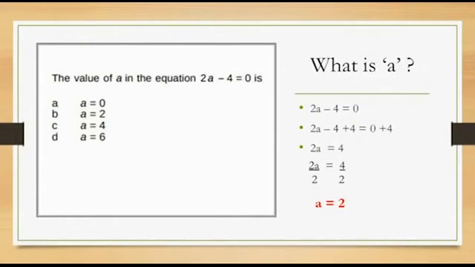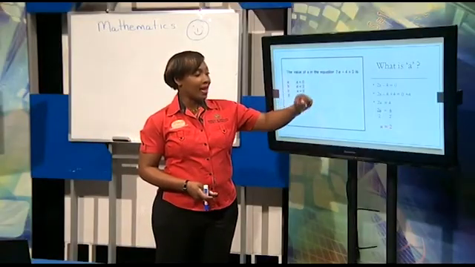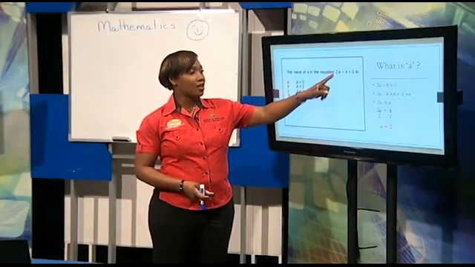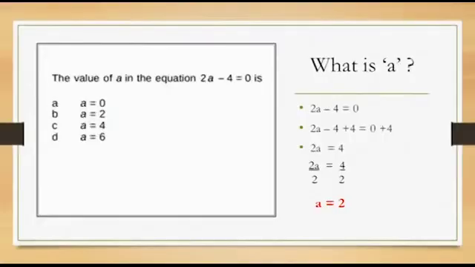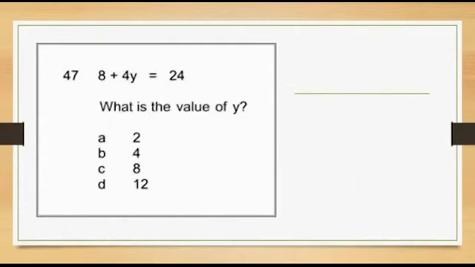So let's see. If I substitute where I see a with 2, 2 multiplied by 2 is 4. 4 subtract 4 gives me 0. Excellent work. Another algebraic equation, 8 plus 4y equals 24. What do we do here? You should be getting a hang of it, so this should be a little easier for you.